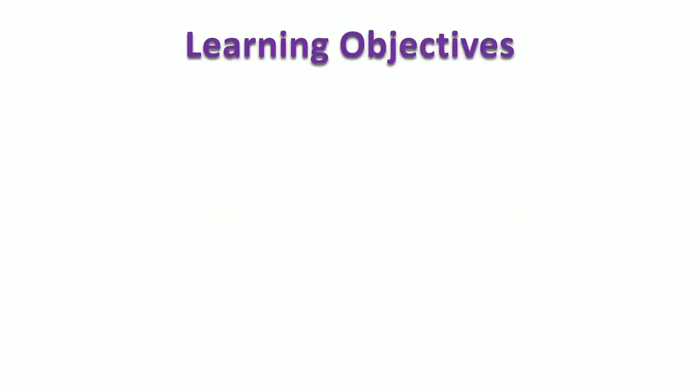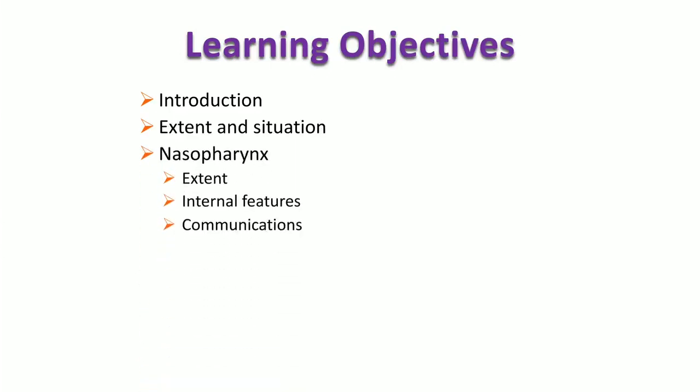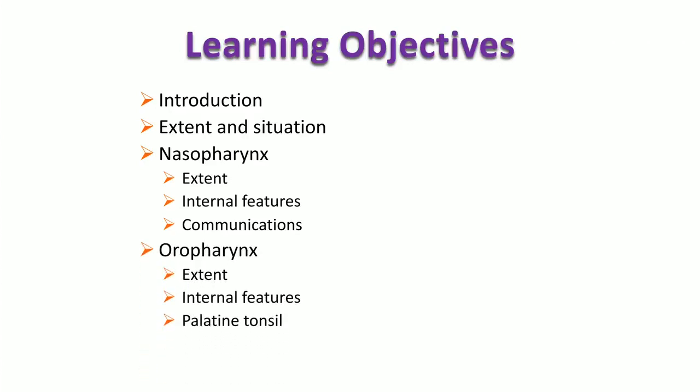Our learning objectives for today will be mainly a short introduction about the pharynx, followed by the situation, extent and relations of the pharynx as a whole. Then we will discuss the specific features of the nasopharynx. Then we will also discuss the specific features of the oropharynx, and in that we will also see in detail about the palatine tonsils.